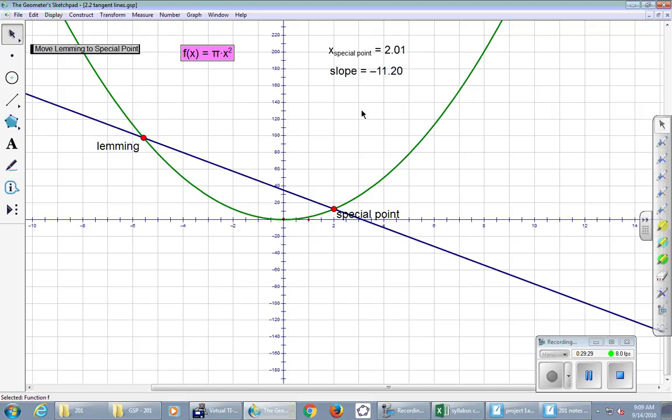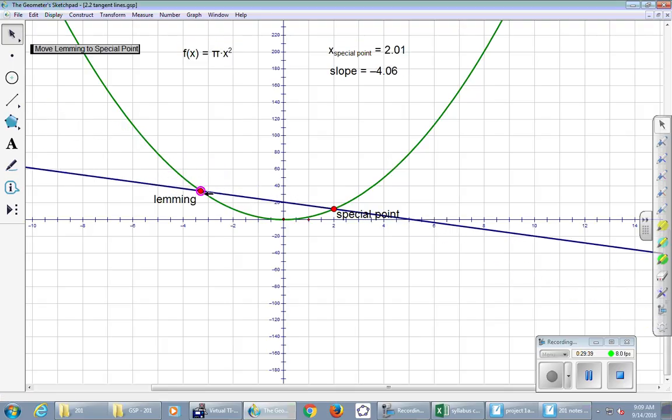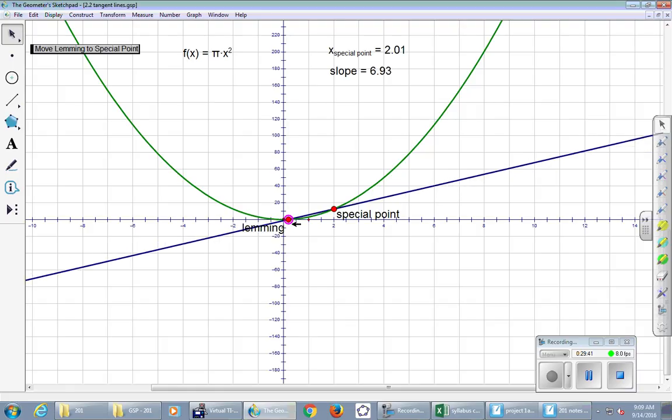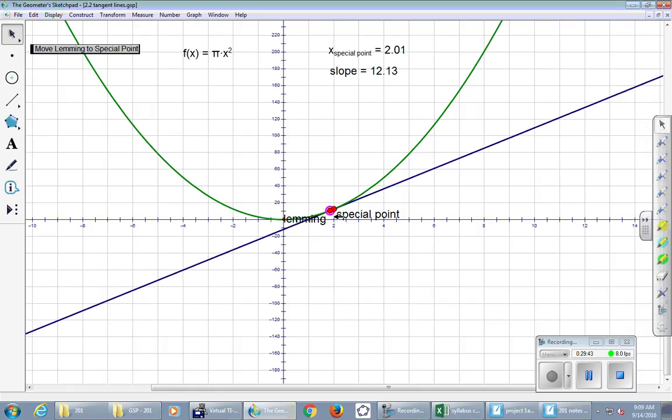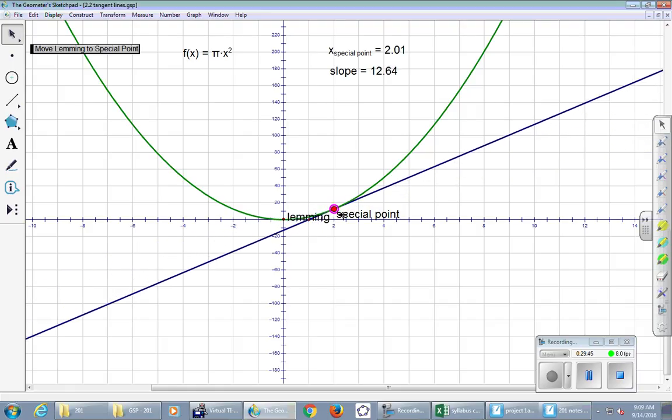So here's the idea. We've got the special point. At the moment, the special point is at x equals 2, and the slope of this secant line is negative 11.2. But if I move this lemming point closer and closer to follow that special point, then the secant line, as we said, becomes a tangent line. And the slope of that tangent line in this case is about 12.6, and that is the derivative. So at x equals 2, the derivative, which is just the slope of the tangent line, is about 12.6.